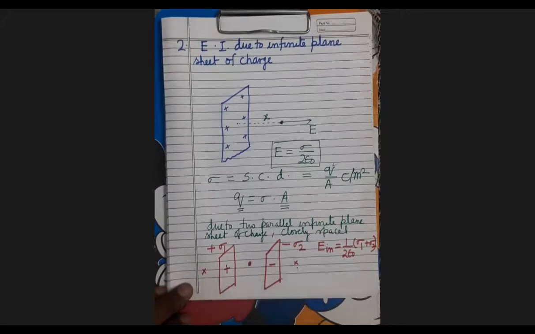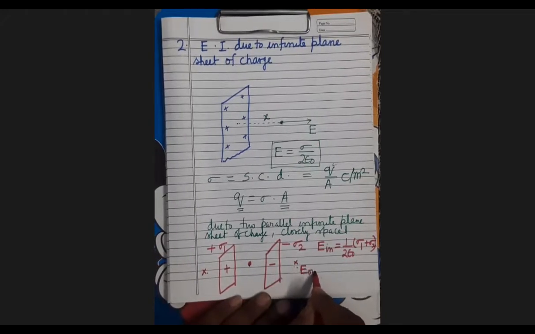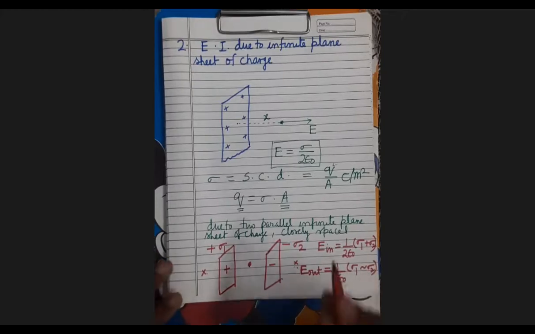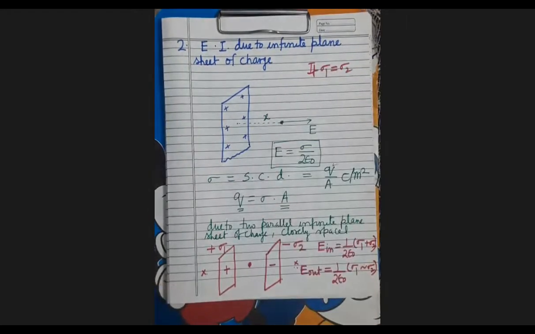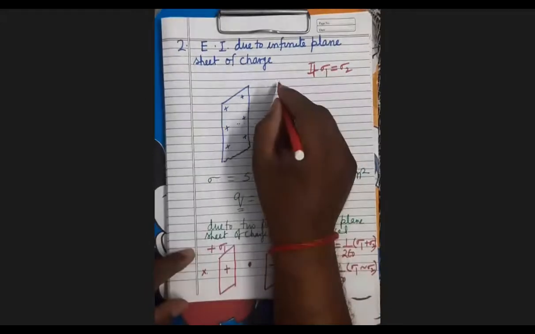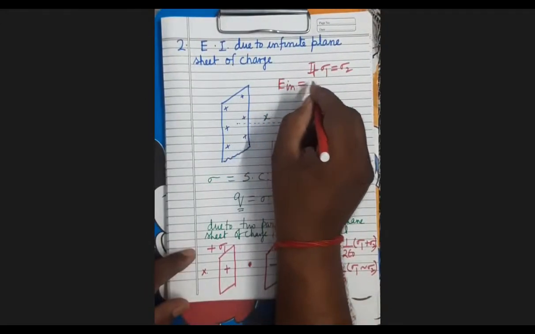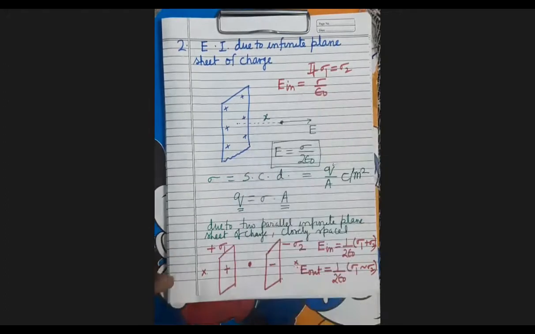inside point means this, situated in between both the plates. This is the inside point. This is the outside point. This is the outside point. What is E at the outside point? We have seen it is equal to 1 upon 2 epsilon naught times sigma 1 minus sigma 2. Now if sigma 1 is equal to sigma 2, as in capacitor plates, both having the same charge density but opposite in nature, then inside it will be uniform. Inside there will be a uniform electric field well within the plates.